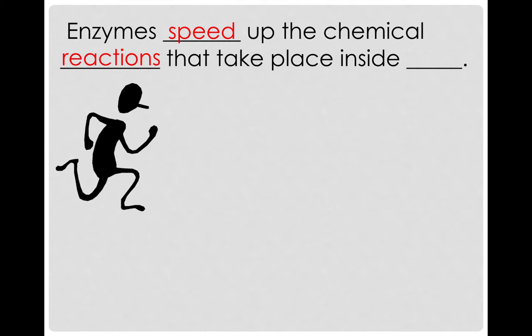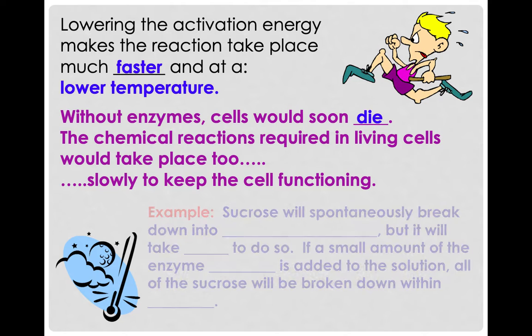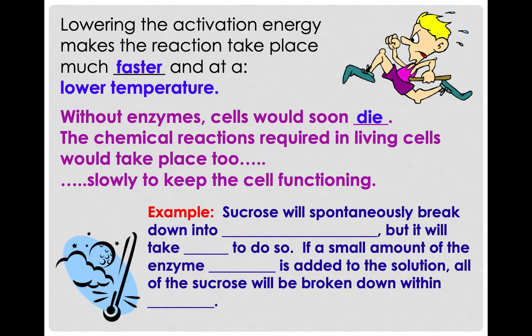Now, lowering the activation energy makes the reaction take place much faster and at a lower temperature. Without enzymes, cells would die, okay? The chemical reactions required in living cells would take place too slowly to keep the cell alive.